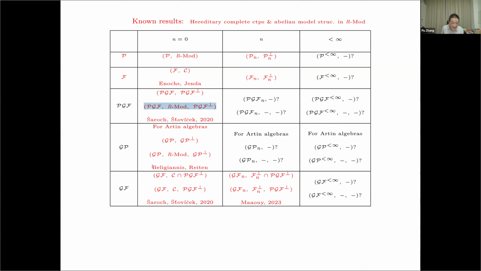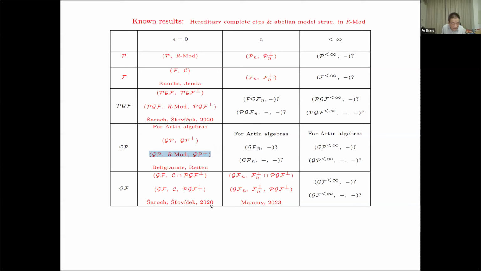And this is the result of Gillespie and Hovey. So this cotorsion pair is not easy. It only works now in Artinian algebras, not for any ring. Here there is a big problem whether or not this works for any ring. This is open. But for Artinian algebras, they mainly use the duality in Artinian algebra. They have also this Abelian model structure.